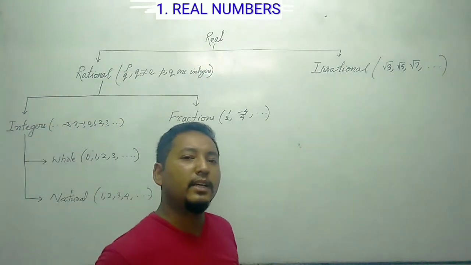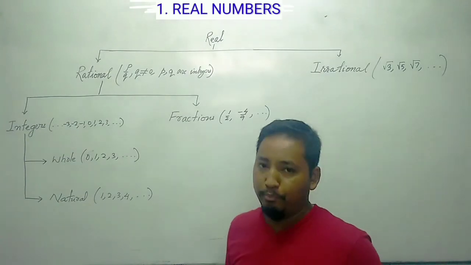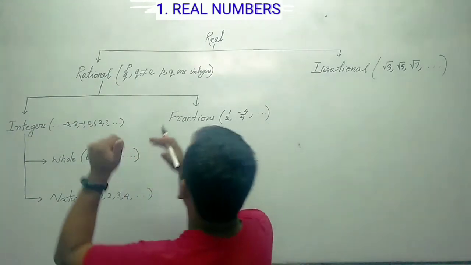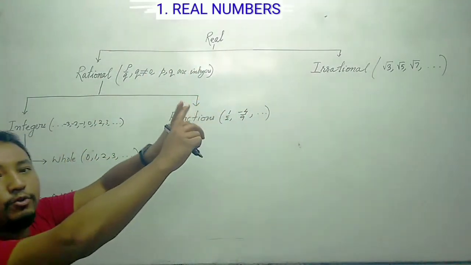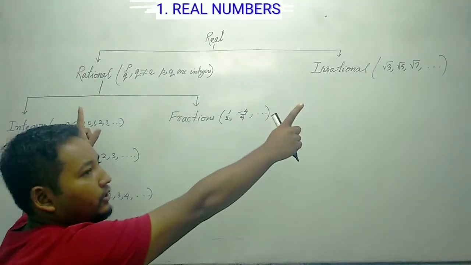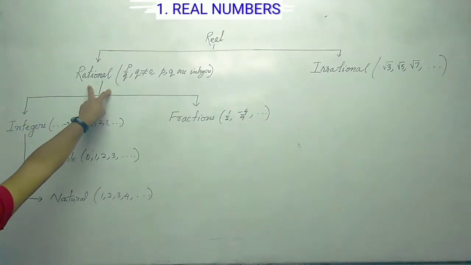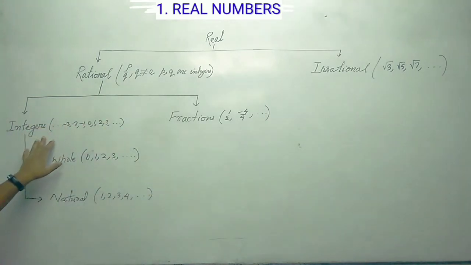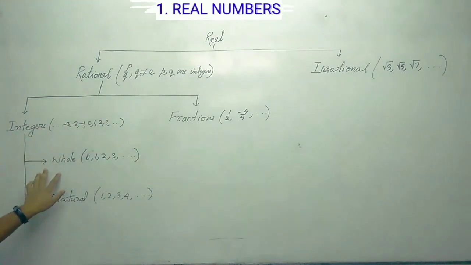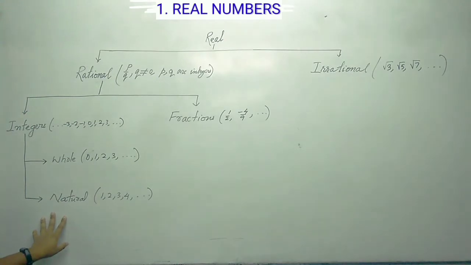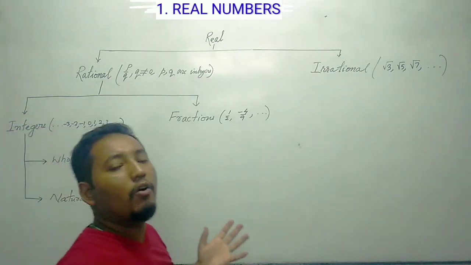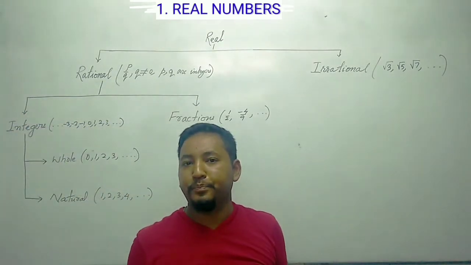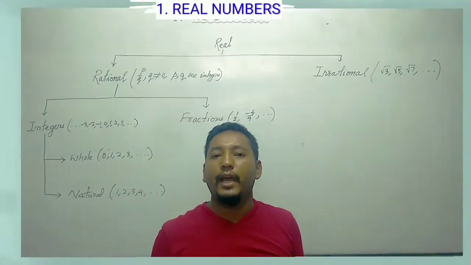This is a basic idea of a number system. Now, again, real numbers are classified into two parts, rational and irrational. Rational is further classified into two parts, integers and fractions. And integers are further classified into two parts, whole numbers and natural numbers. So this gives us the basic idea of a number system. Now we can start with the exercises.